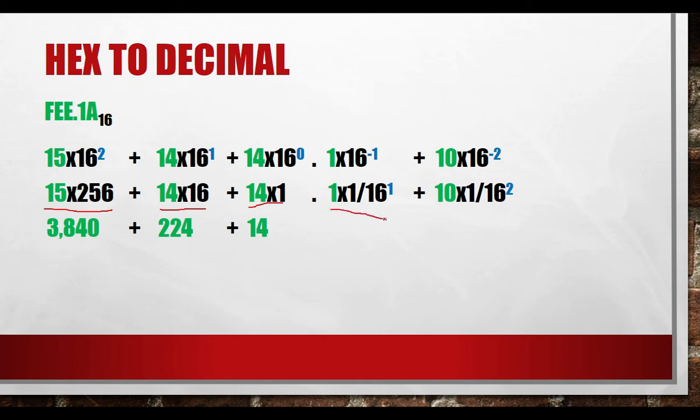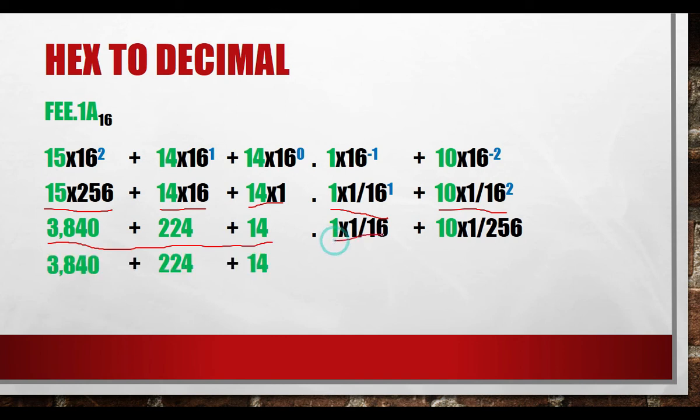Then let's solve for the fractional part: 1 times 1 over 16 raised to 1, and then plus 10 times 1 over 16 raised to 2, and that is 256. All right, so we are done with our whole number, so we'll just copy this.